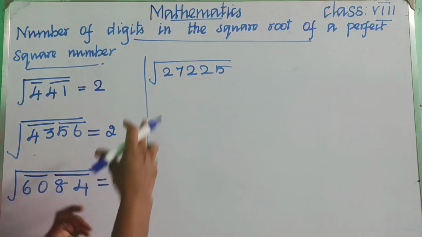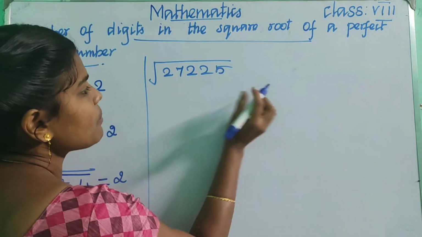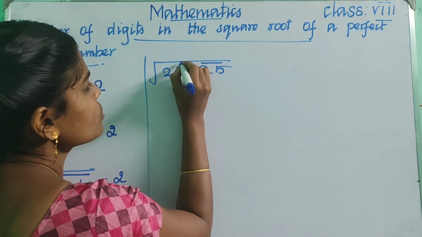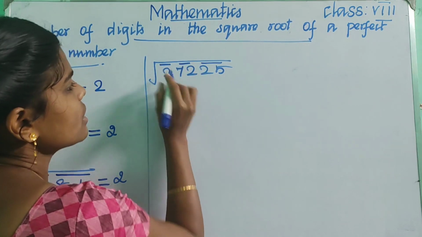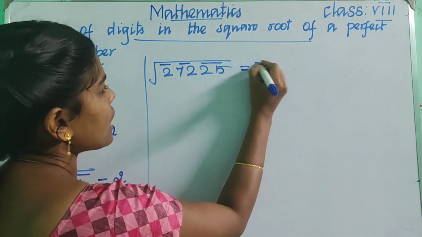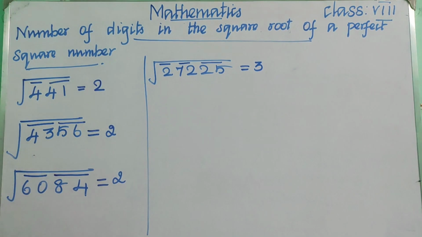And here now put the bar for 2 digits. 2, now 2 and at the last 1. So how many bars? 3 bars, so we will get 3 digits. Is it clear, children? So here what we did? Simply we counted 2 digits and put the bar. So the number of bars is equal to the number of digits we are getting in the square root. Is it clear, children? So that's all about this topic.